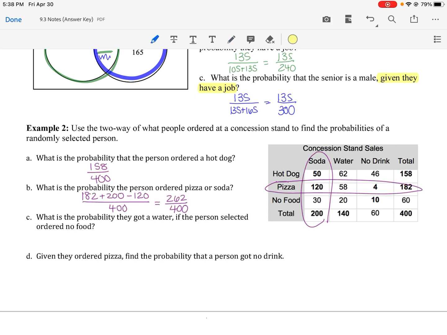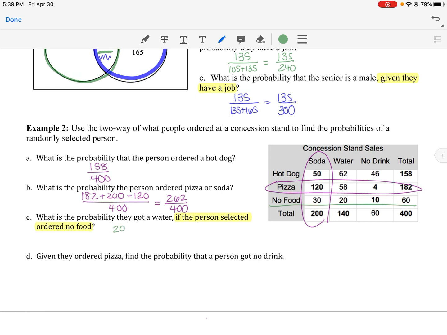Okay, now we've got some conditional things. What is the probability they got a water if the person selected ordered no food? In this case, we're just looking at the people who ordered no food, so we're looking just at this row, and we want the probability they got a water. There were 20 people who ordered a water but did not get any food out of the 60.